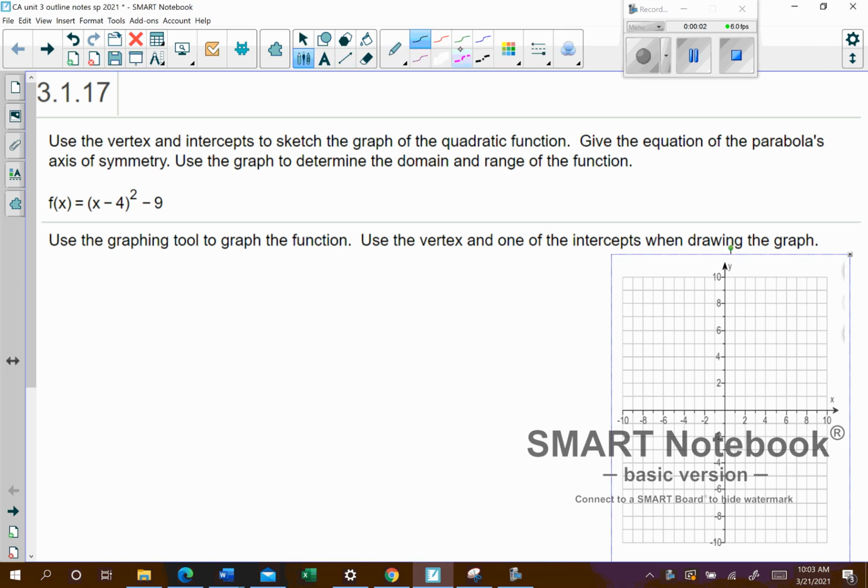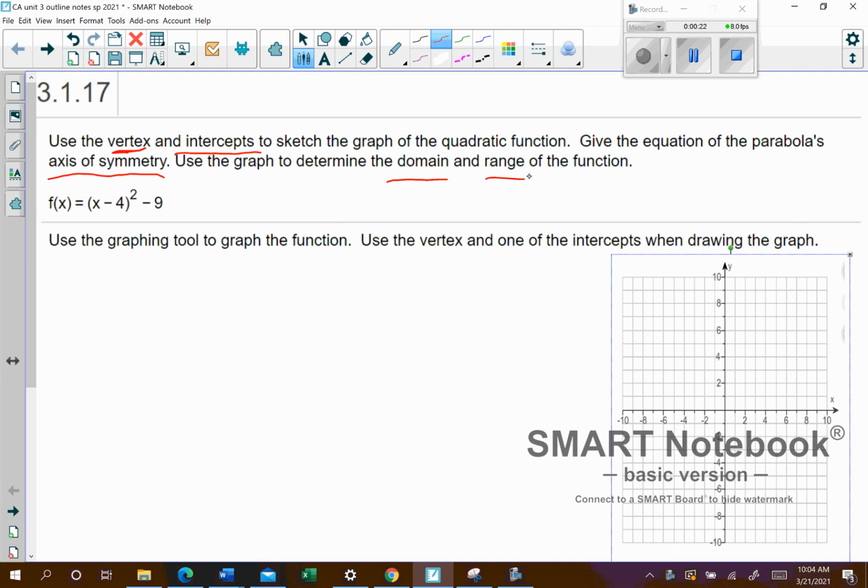Okay, so let's see what we got going on here. We want to use the vertex and the intercepts to sketch the graph of the quadratic function. Give the equation of the parabola's axis of symmetry also, okay? And then use the graph. Once we graph it, we'll figure out the domain and the range.